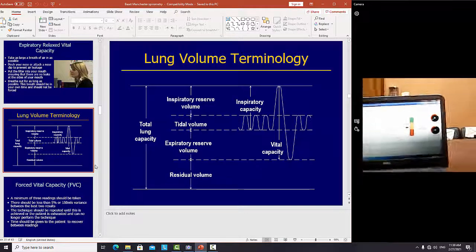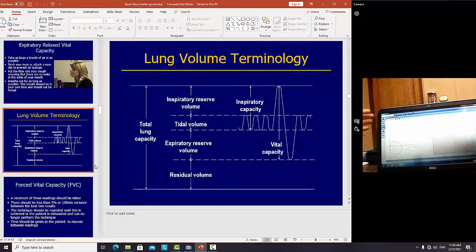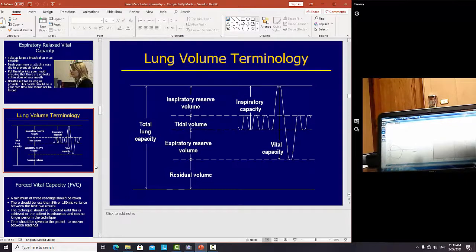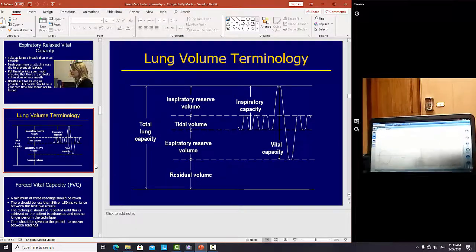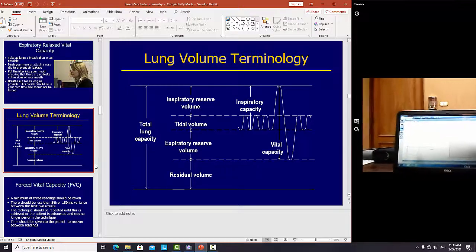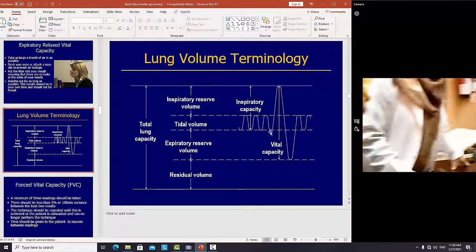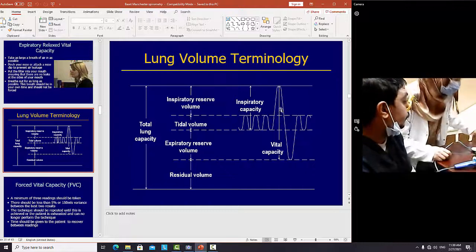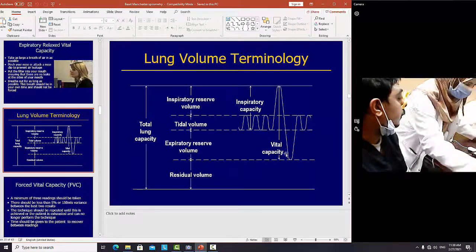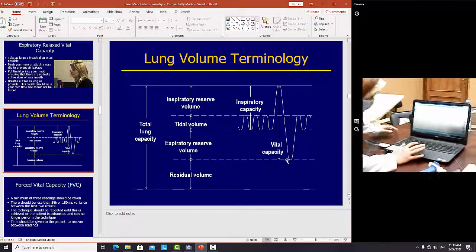From this curve in the slide, we notice the tidal volume, the volume of air that can be inspired or expired during normal quiet breathing. After that, the patient takes a deep breath to the total lung capacity. After that, the patient continues to exhale slowly till the end of expiration.